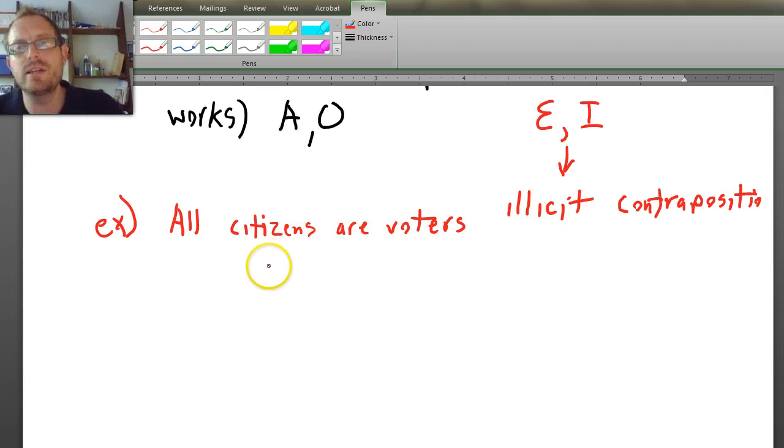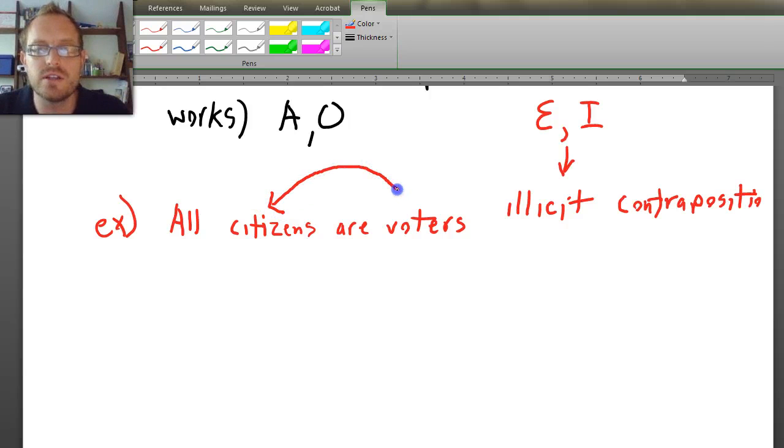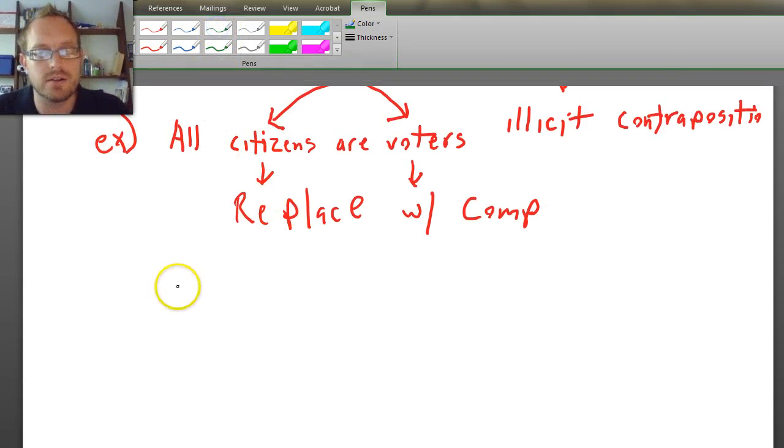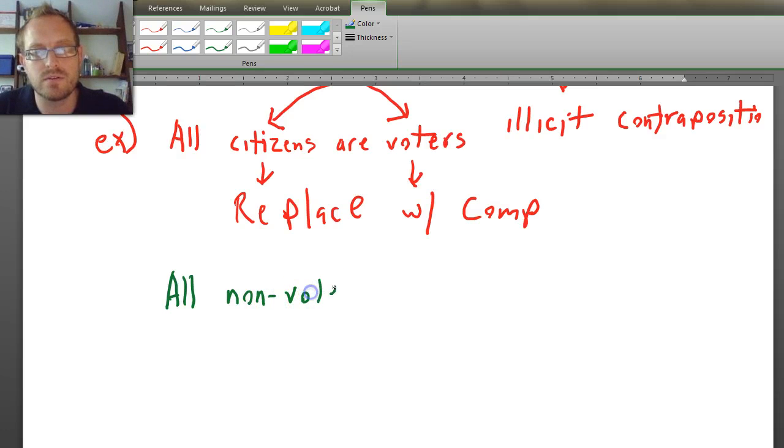Okay, so how do we do a contraposition here? Well, the first thing we have to do is switch the subject and the predicate terms, and then replace them with the term complements. So it's going to look like this: all non-voters are non-citizens.